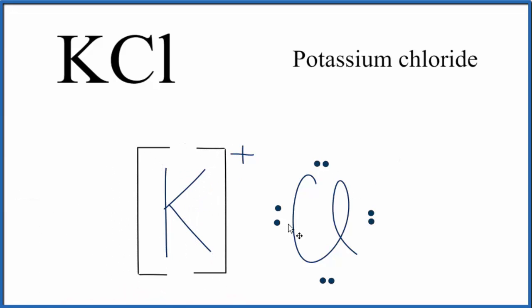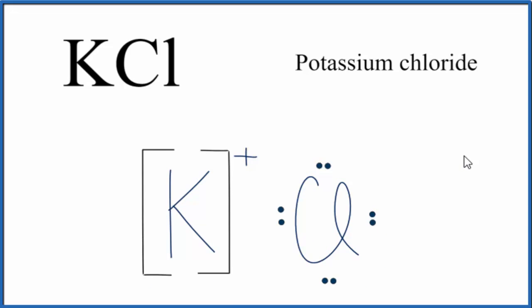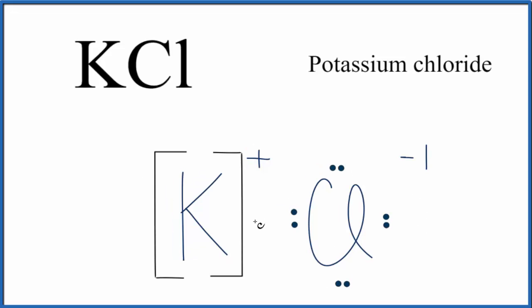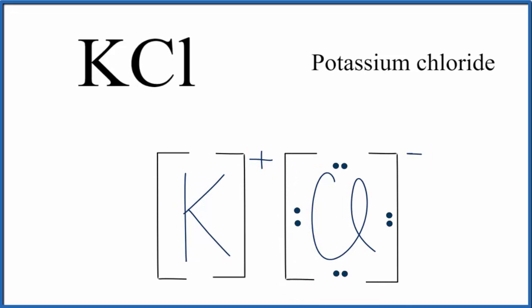Chlorine, on the other hand, it gained an electron. So now it has 8, and since it's gained an electron, that means it's going to have a negative charge. So let's put a negative up there for the -1 charge for the chlorine. And again, we need to put brackets around this. And that makes this the Lewis structure for KCl, potassium chloride.